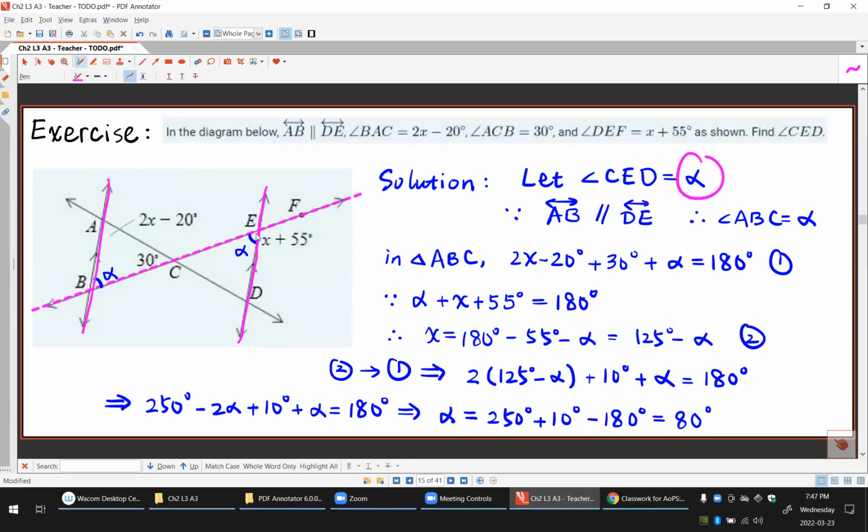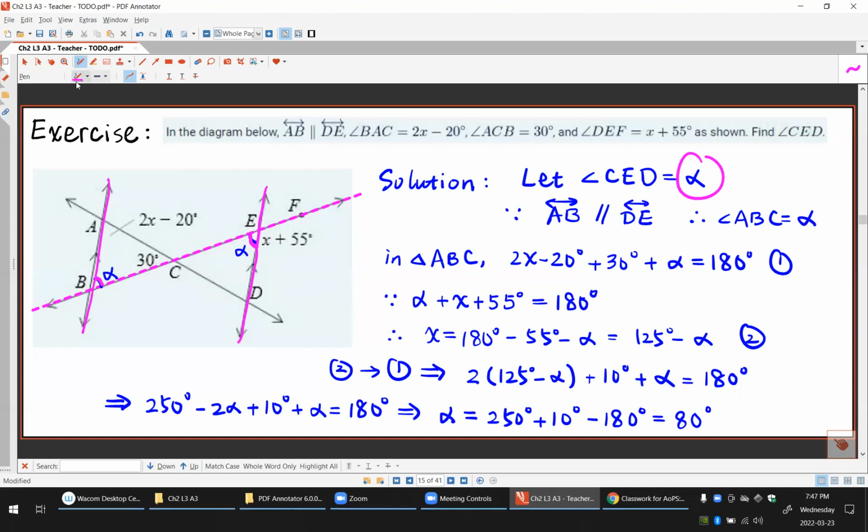Then apparently this angle here is alpha, and this angle here are alternate interior angles, right? If these two lines are parallel, then the alternate interior angles are congruent. So angle ABC is also alpha, right? You follow me?